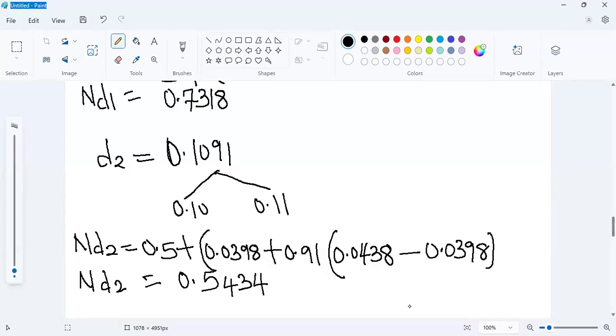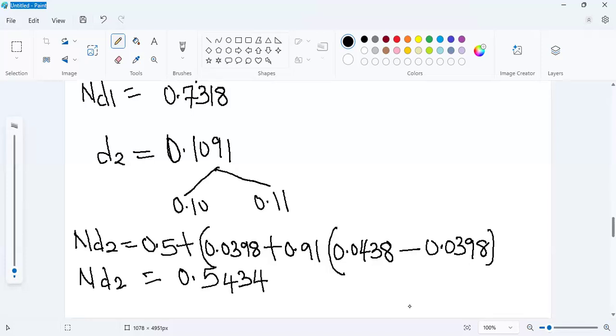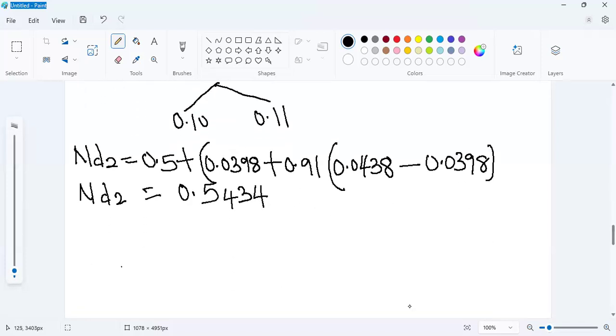Now, we now take one more step. So we now take one more calculation. This calculation is only because we are calculating value of put options.